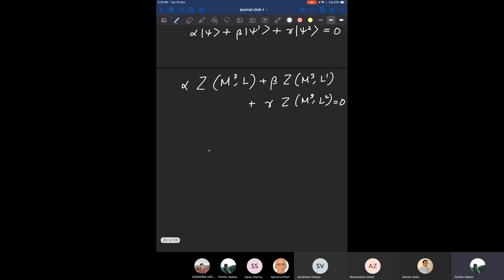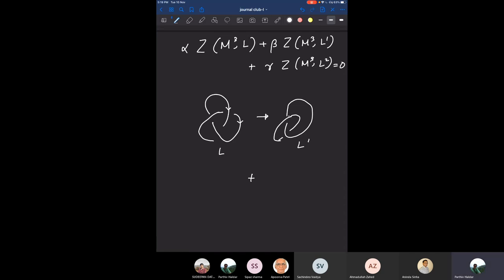So just to give an example, our original link was there, of course. Let's say this was L, and you have created one, something like this. So this is your L1, and you have created another, this is L2. This is what you have created: from L, you have created L1 and L2.